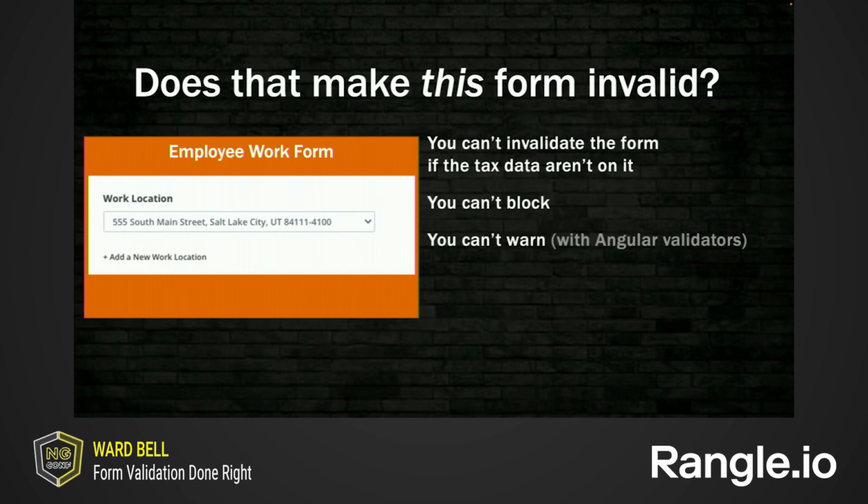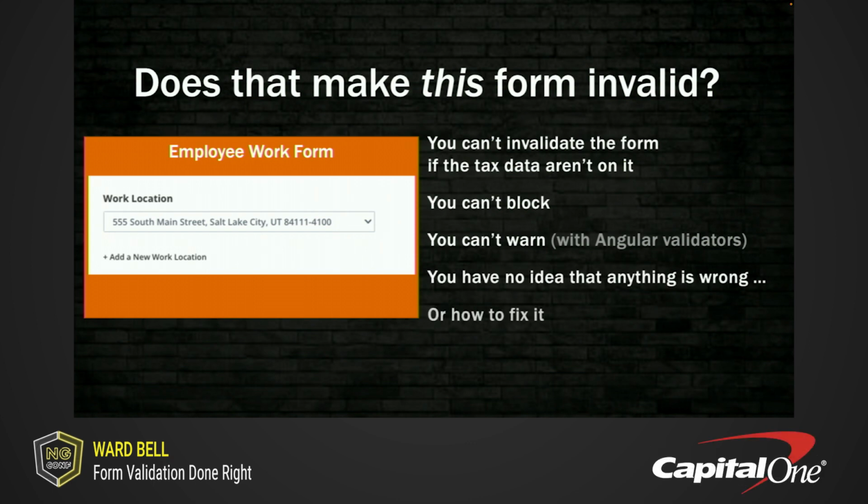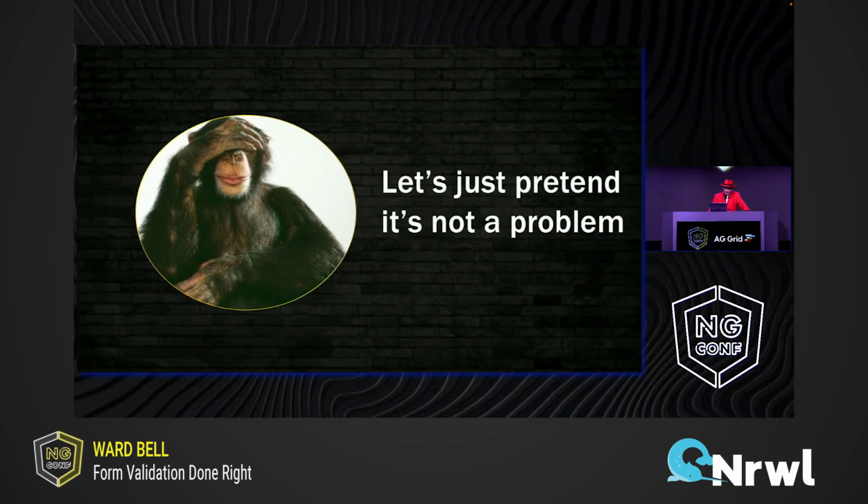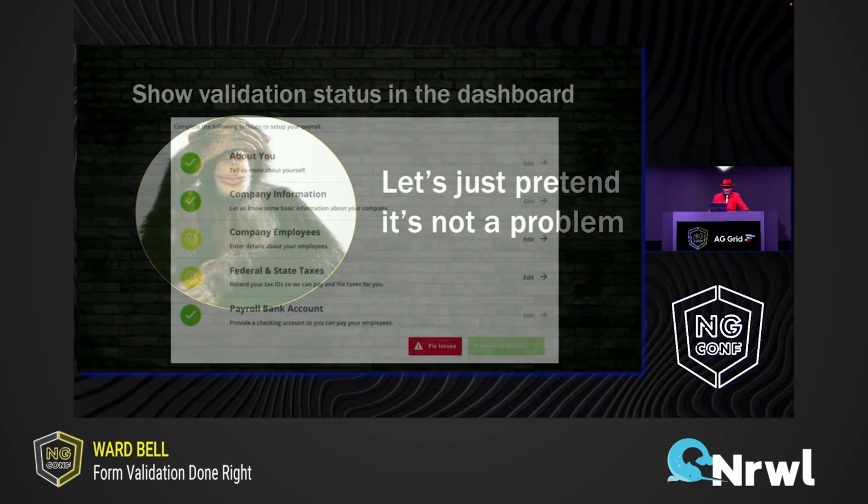You can't warn them because validators don't have a warning feature. They have an errors feature. They don't know what to do to fix it. They don't know where to go. And even if you told them, they might not go there. And if they don't go to the form, you don't know that it's invalid. The model is invalid. So let's just pretend that this is not a problem. You may be able to do that, but I can't do that, okay?